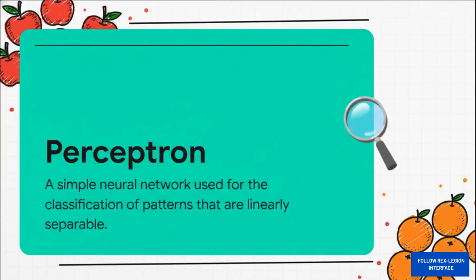Well, put simply, it's a classifier. Its only job is to look at data and sort it into two different groups. But, and this is the big but, it only works if those two groups are what we call linearly separable. Just think of it like this. If you can take a pen and draw one single straight line between all the apples and all the oranges on a table, the perceptron can find that line. If you can't, well, that's where the trouble starts.